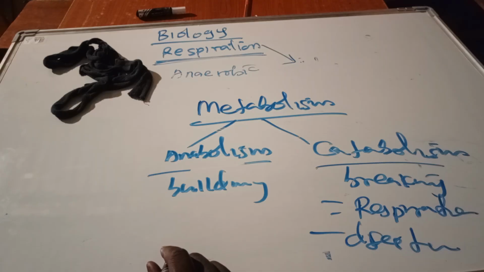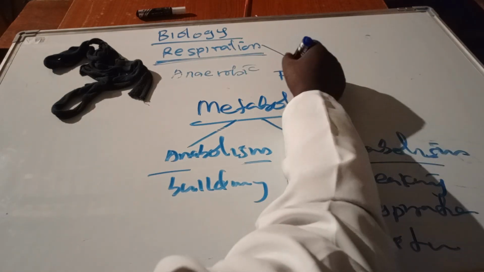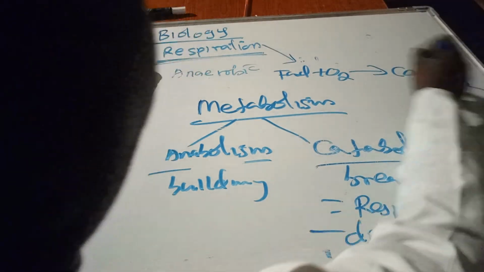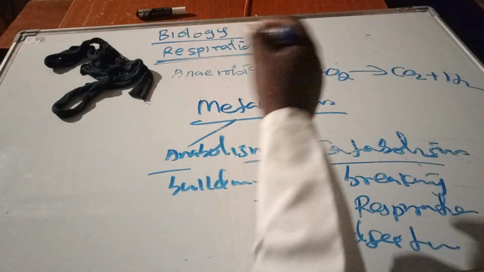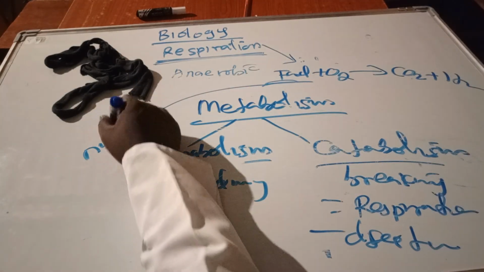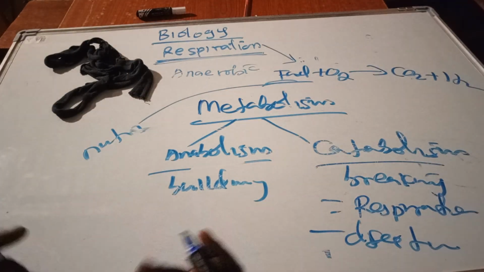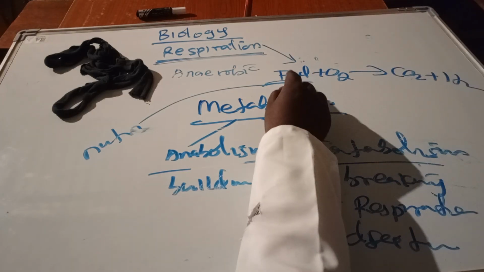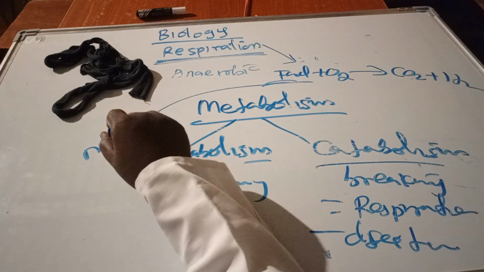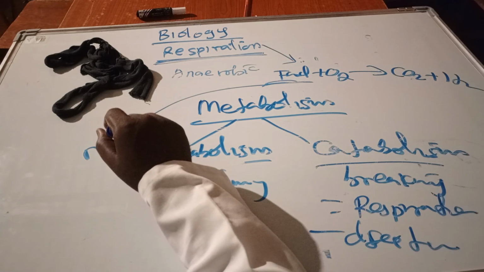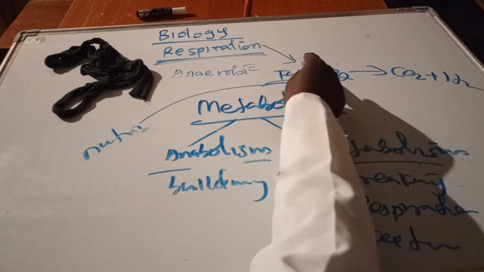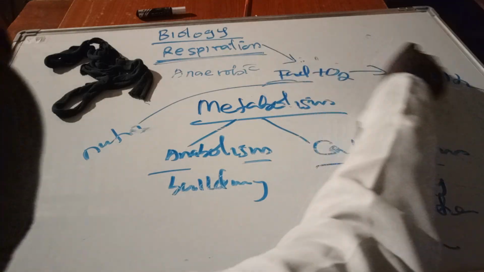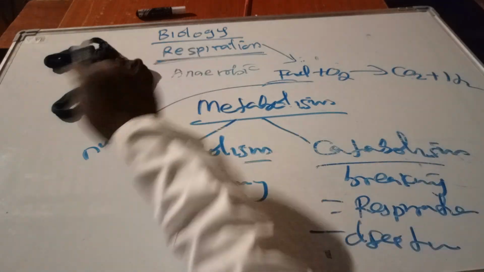Because we say that food, which is glucose plus oxygen, gives us carbon dioxide and water. So this food here comes from nutrition or feeding. So in case they ask you a question, where does this product come from? It comes from nutrition or from feeding. Then the characteristic of living things being mentioned on this part here is called respiration.